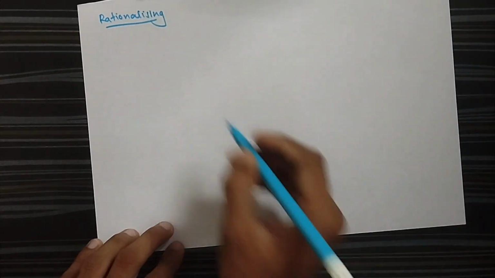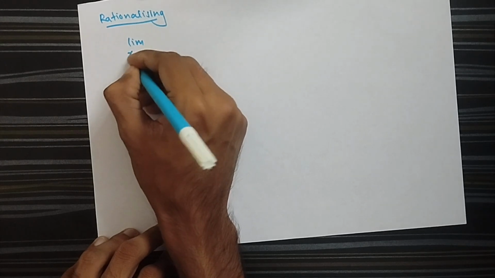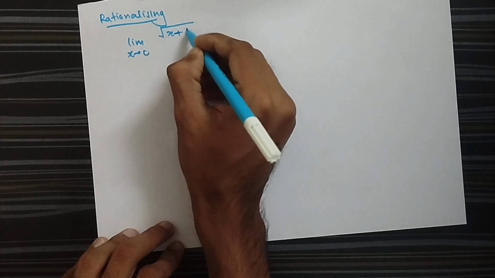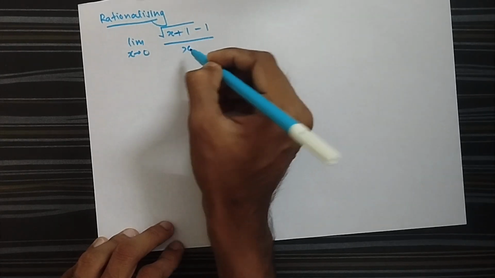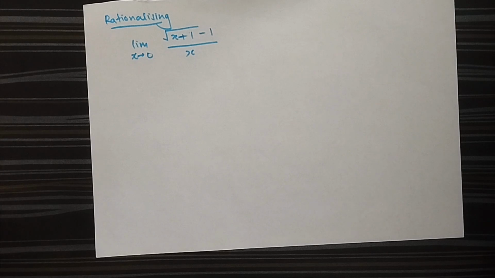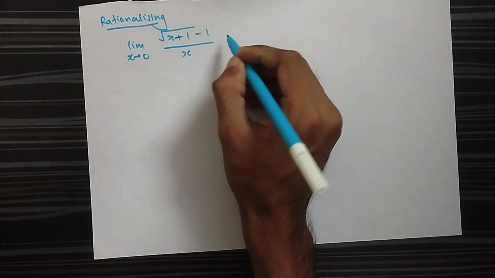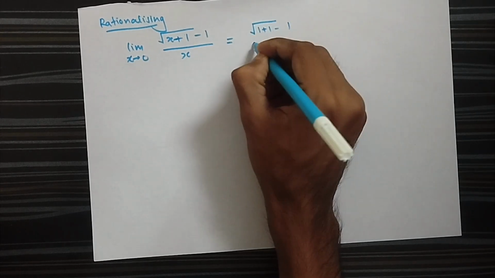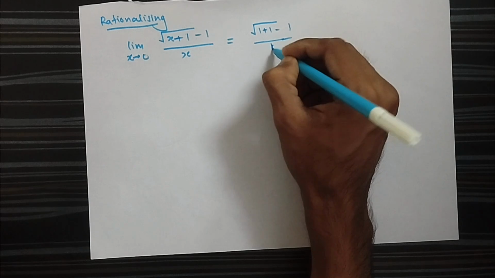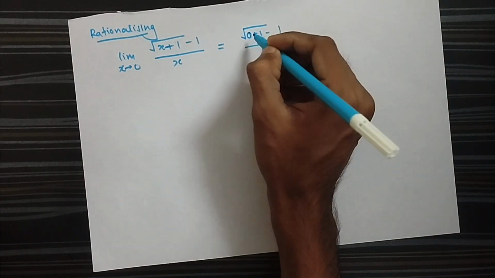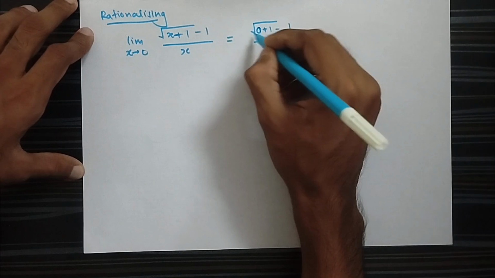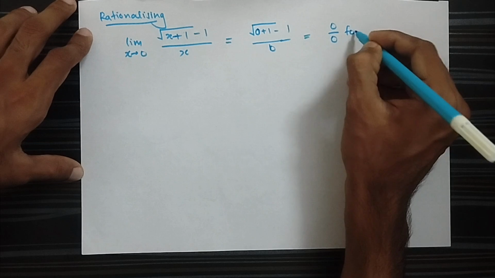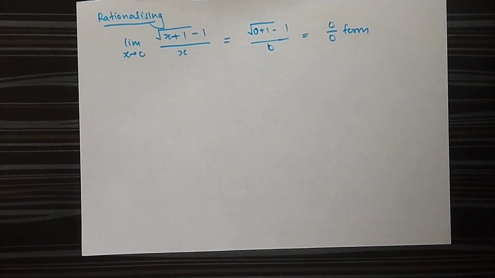Suppose we have the limit as x tends to 0 of (root of x plus 1, minus 1) divided by x. For this example, we do direct substitution first and check: root of 1 minus 1 divided by 0, with x tending to 0. So this equals root 1, 1 minus 1 is 0, divided by 0. So we got the 0 by 0 form.